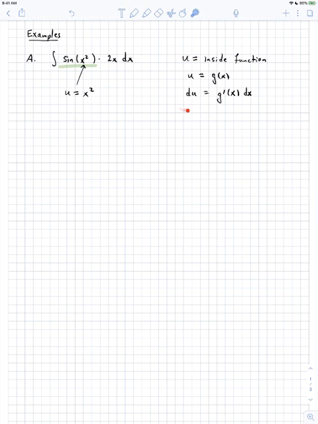So I need to find the derivative of my inside function. And I have that here. Because if u is x squared, then du is the derivative, which is 2x dx. And that's exactly what we have here, du. So this problem was set up in such a way that it was easy for us to find the pieces. The integral of sine of x squared is u du.